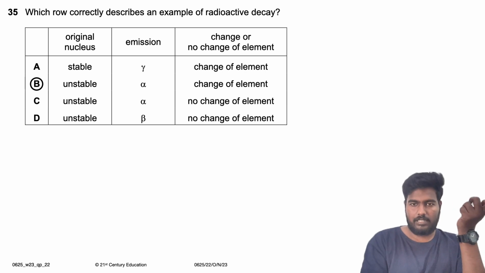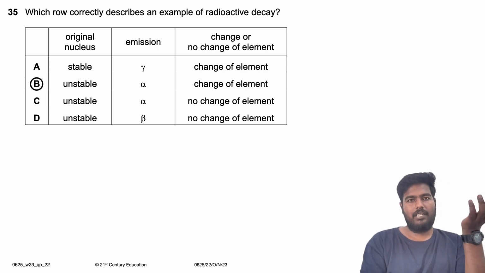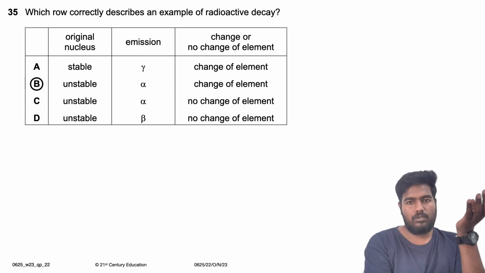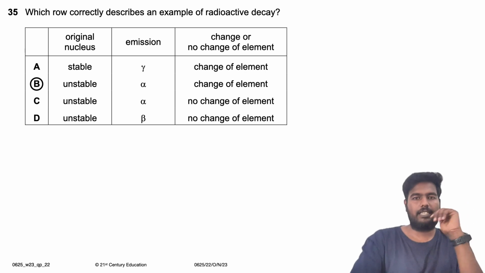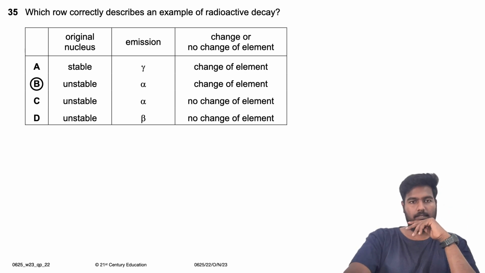The original nucleus is unstable. If it emits alpha radiation, alpha is 4/2 He, which is equivalent to a helium nucleus. So an element change will happen. So B is the right answer. Okay.